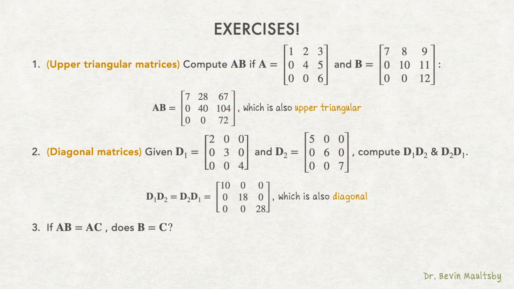So in those 2 exercises, I wanted to just define an upper triangular matrix and also a diagonal matrix. If you're wondering if there's such a thing as a lower triangular matrix, the answer is yes. Those would be 0 above the main diagonal.